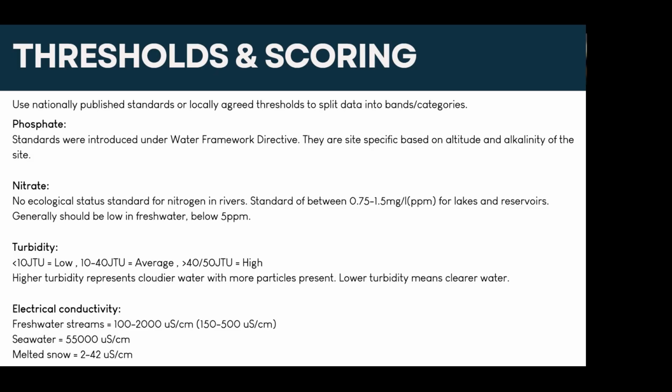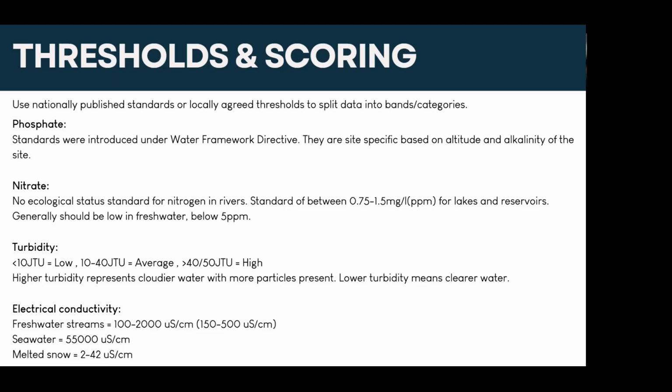And then conductivity. Again, you've got different readings depending on different conditions. So fresh water is typically between 100 and 2,000 microsiemens, whereas seawater, so salt contribution, significantly increases that. And then melted snow is a lot lower. So generally, when we're interpreting our electrical conductivity data, we're looking for between 150 and 500, because that's the range that's generally considered good for ecological conditions. So we use that as a baseline.